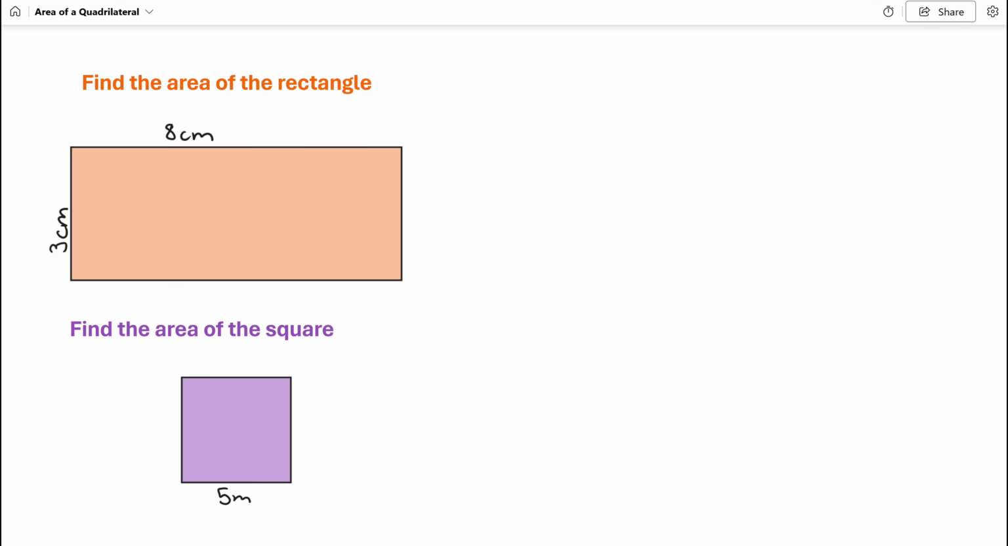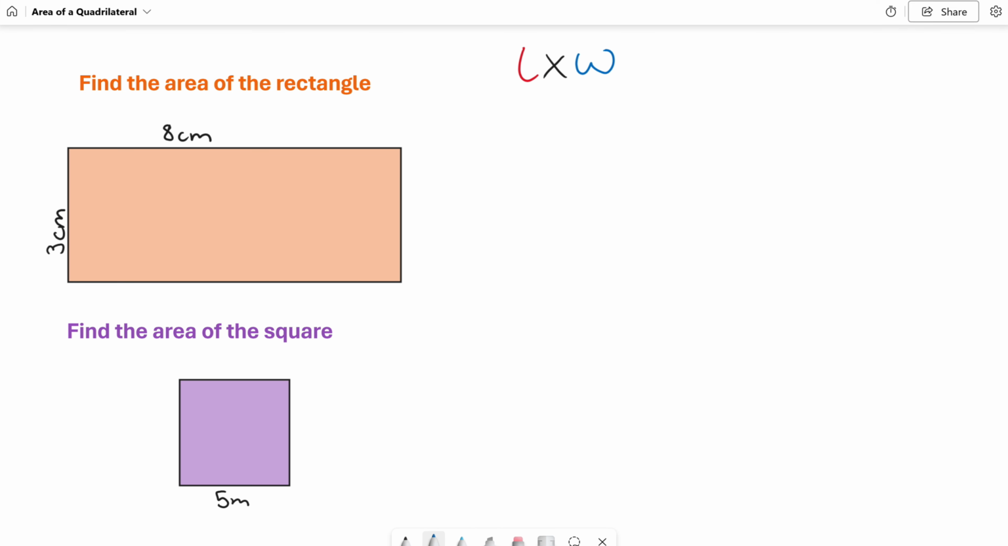Alright, so to find the area of a rectangle and a square, use a similar technique. You might hear base times height, but I use length times width. It doesn't matter if you use base times height or length times width. I just prefer length times width because then when you go into 3D shapes, there's a height involved, and now you can do length times width times height. So let's find out the area of the first one.